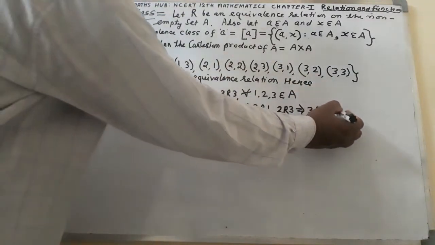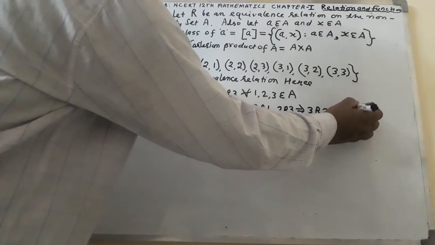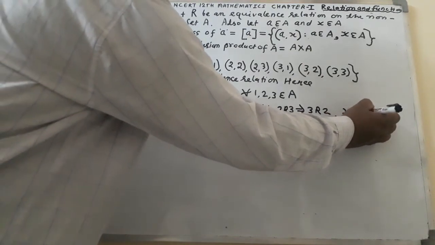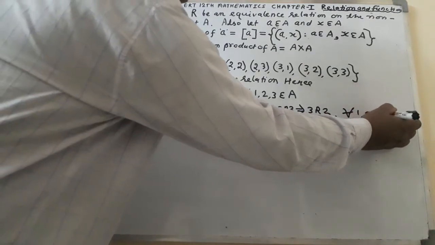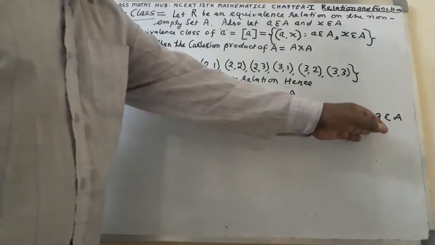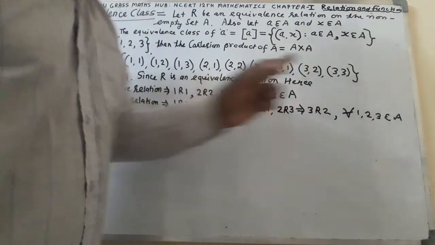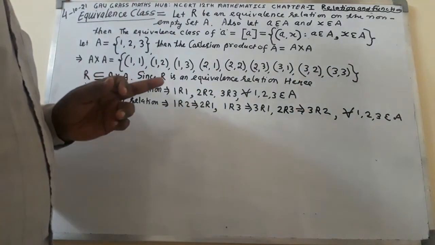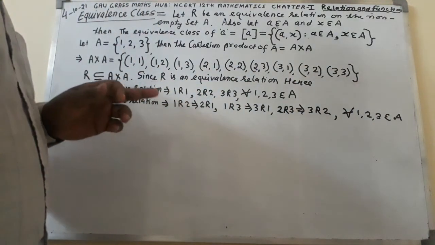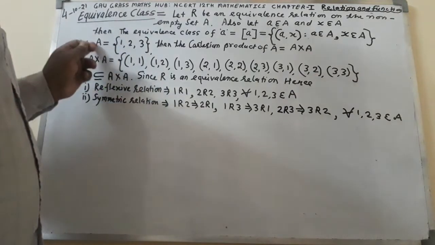Here again I shall write, for all 1, 2, 3 belong to set A. So the elements 1, 2, 3 must be there in the set A. You can see from this place.